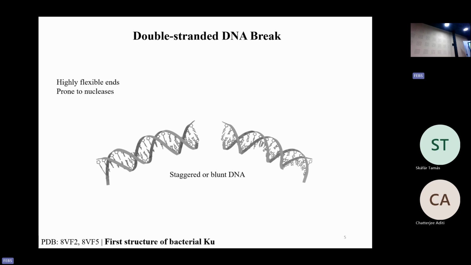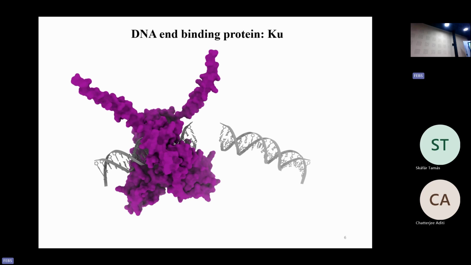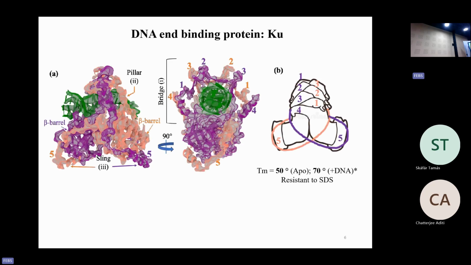To avoid that, you have the homodimer, the protein Ku. By our experiments, we know that it stabilizes the DNA and protects the ends from exonucleases that chop these ends. The protein itself is very interesting because it has a very high thermal stability of 50 degrees in its apo form, and when it's bound to the DNA, it shoots to 70 degrees, remarkable in that sense. And it has partial resistance to SDS-like detergents.